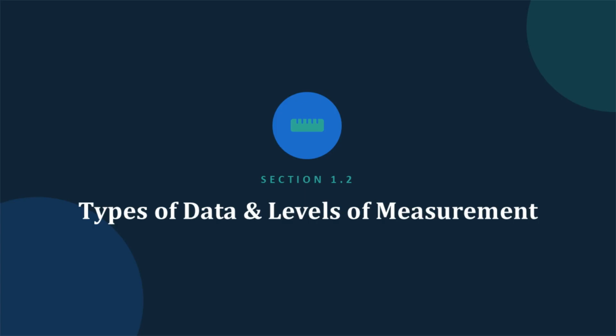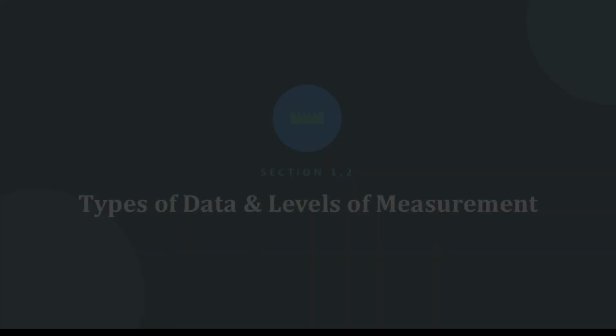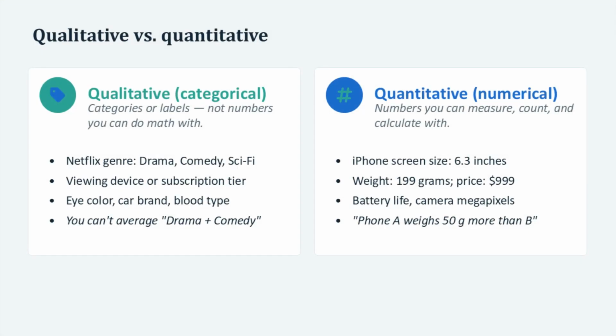So in this section, we're going to learn how to recognize the different types of data and how to tell them apart. This may seem simple at first, but it's going to matter again and again throughout the rest of the course. So this is definitely one of those topics that pays off later. Okay, so the very first split we need to understand is qualitative versus quantitative data. Let's take them one at a time.